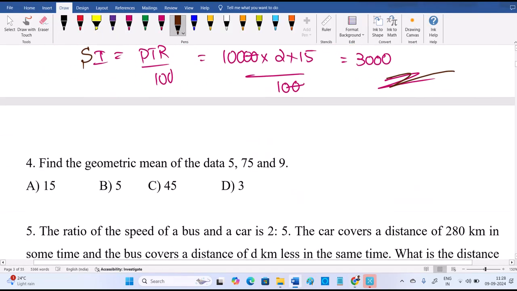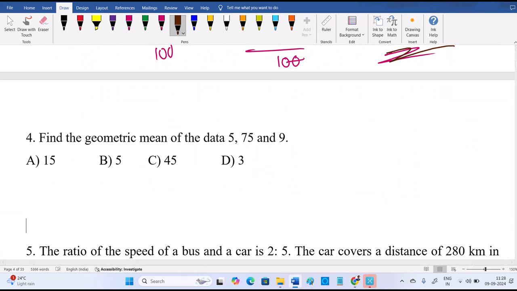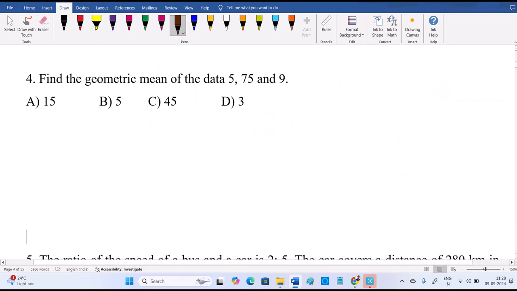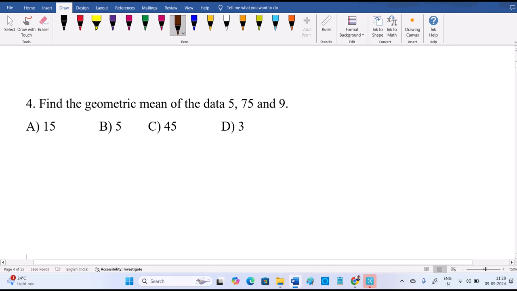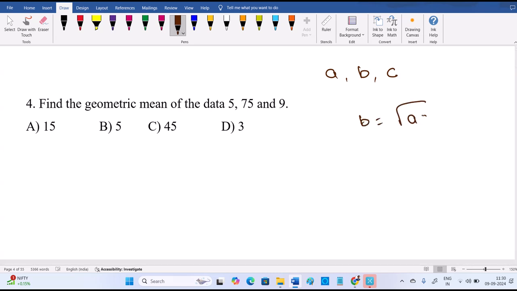Right, see the next question. Guys, geometric mean of the data 5, 75 and 9. Everyone solve this? See here, geometric mean, right? So guys, you may know A, B, C. Here B equals root AC, then we call B the geometric mean of A and C.